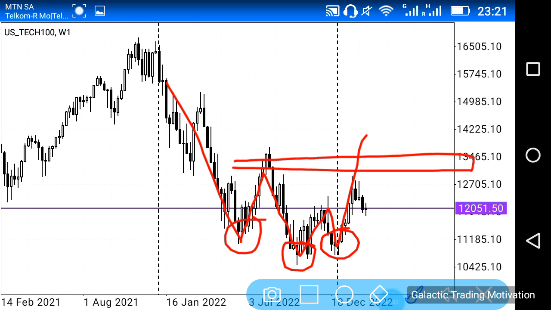And you guys know by now that whenever it comes to these kind of patterns, ideally we want to see price breaking to the upside of that neckline, coming back to the neckline to test it, and then at that point is where we would look for potential buying opportunities.